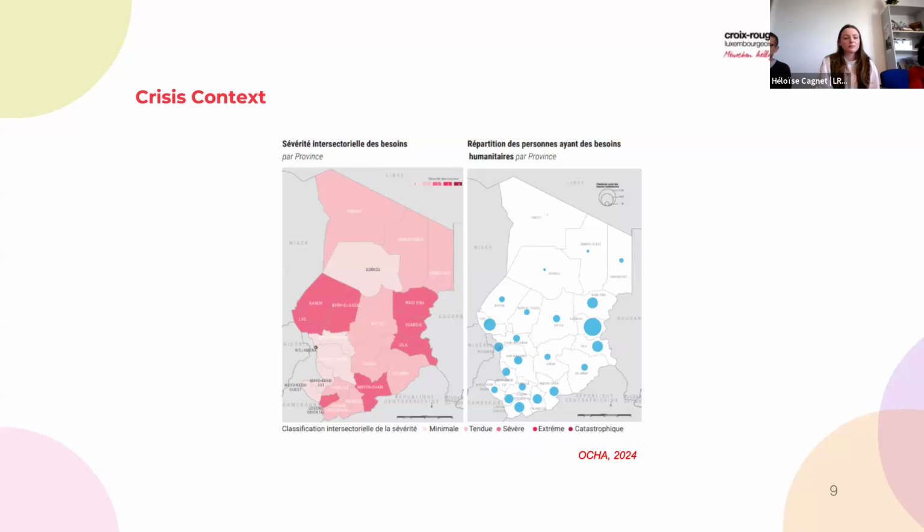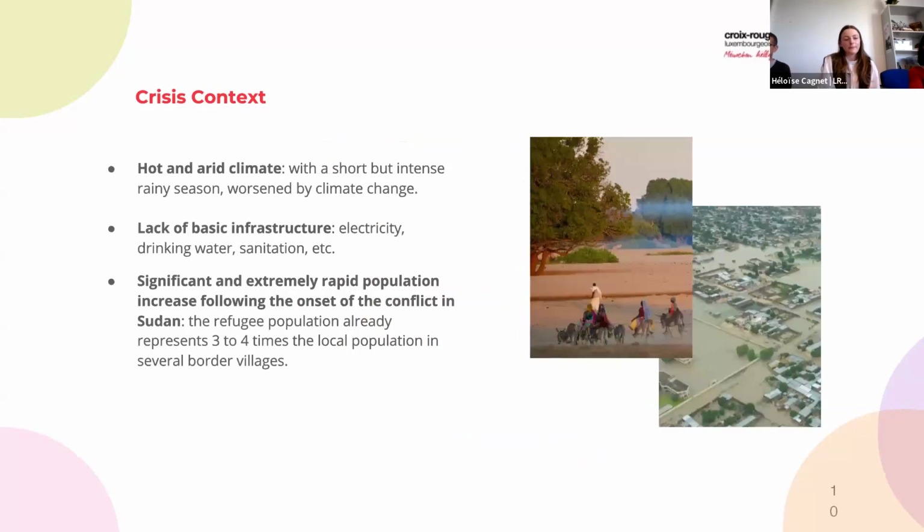But just to provide a little bit more context, these are a couple of pictures that have been taken during one of our follow-up field missions. Besides the challenging climate, we also have lack of basic infrastructure. So in this region of Chad, there's no electricity, no running water, no sanitation, no waste management, which is also complicated when we are trying to green and ensure a circular approach to our shelter operations.